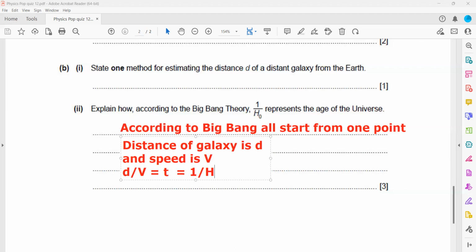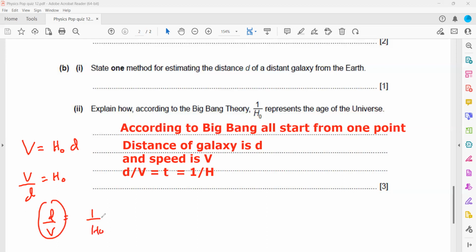According to Hubble's law, the speed at which the galaxies are moving is equal to Hubble's constant times d. So v over d is equal to H naught. If you take the reciprocal, d over v is equal to 1 over H naught. And d over v is equal to time, so time is equal to 1 over H naught. So these are the 3 points.